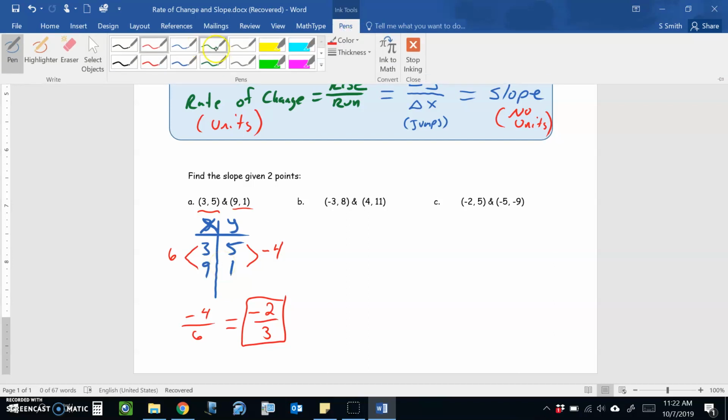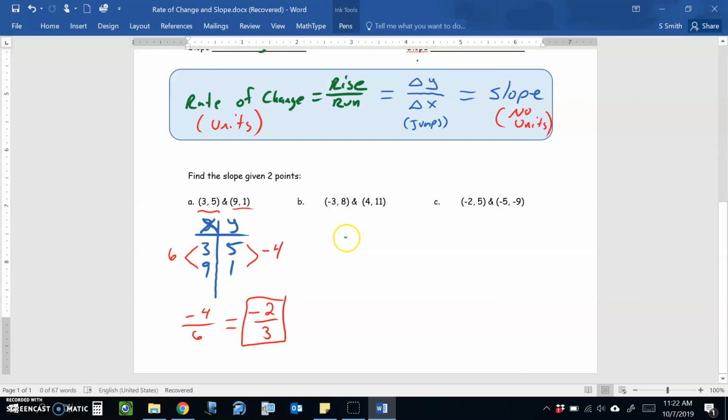Let's do the next one. Take the points and just stack them up. Now, last time I made a table. You're welcome to, but you don't have to. If you just want to stack them up and do -3, 8, and then 4, 11, go ahead and do that. So, doing our jumps.